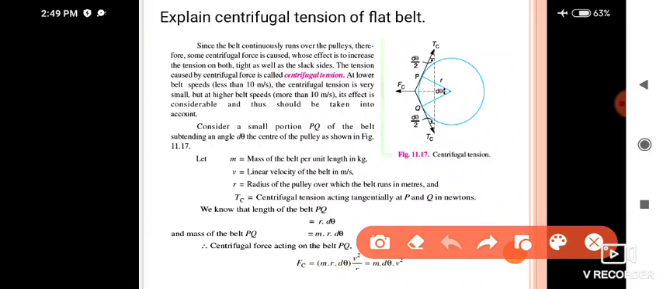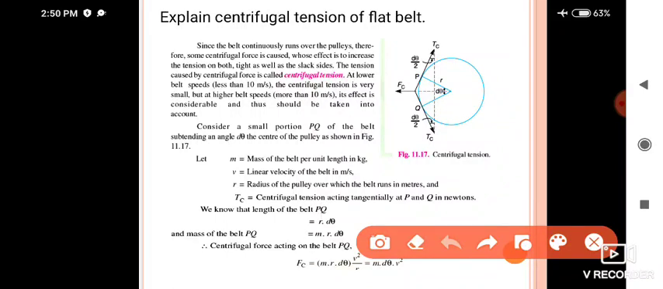Here let m be the mass of the belt per unit length in kg, v the linear velocity of the belt in meters per second, small r the radius of the pulley over which the belt runs in meters, and Tc the centrifugal tension acting tangentially at P and Q in newtons. Consider a portion PQ of the belt subtending an angle d theta at the center of the pulley, as shown in the figure, and consider the length of the belt PQ.